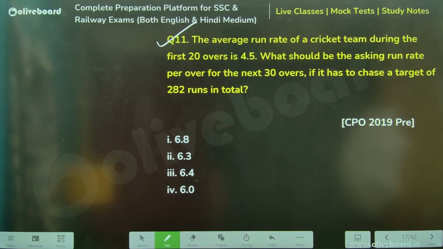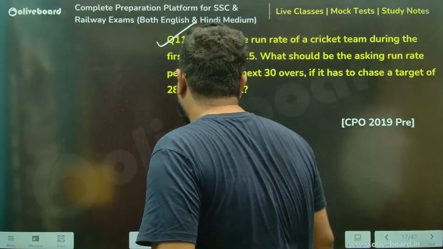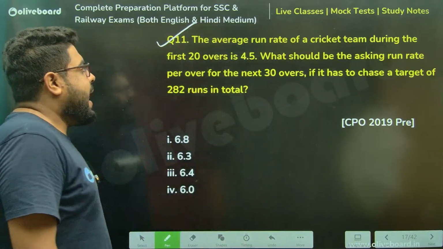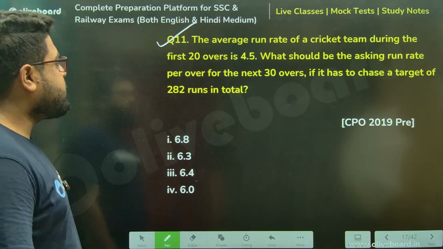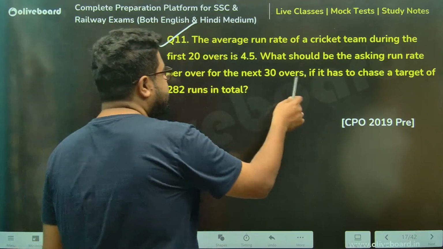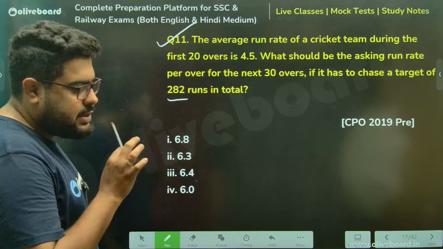Any answer, sir? You should give answers by now. Aviral has given only one answer I've got so far. Average run rate of a cricket team during 20 overs is this. What should be the asking rate for the next 30 overs to chase a target of this? So there are a couple of ways. You can do this by allegation as well.